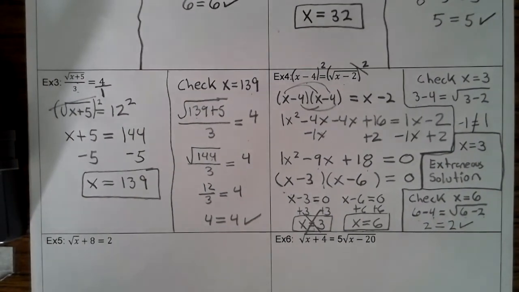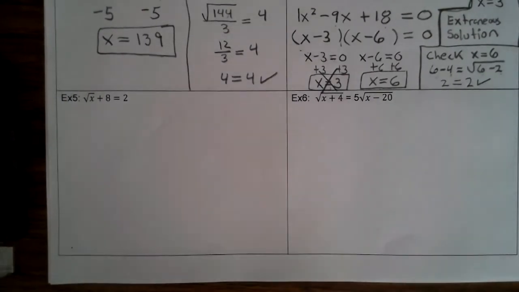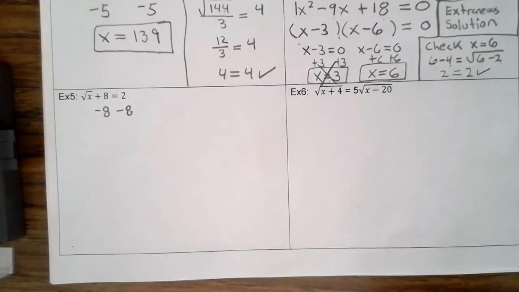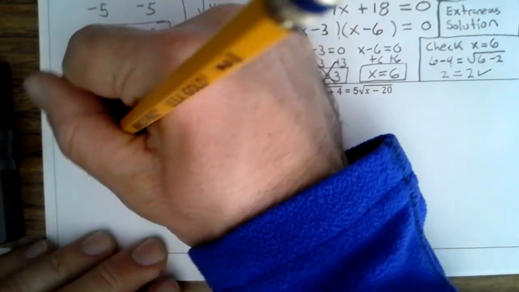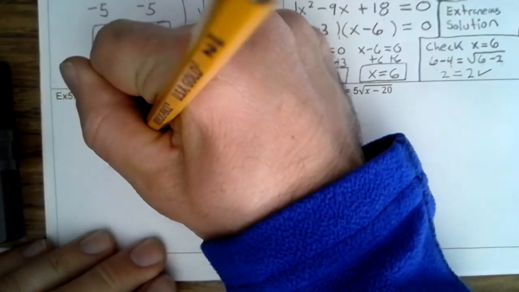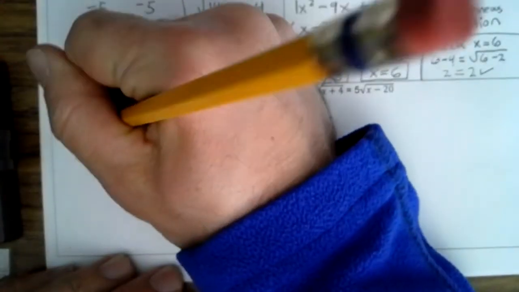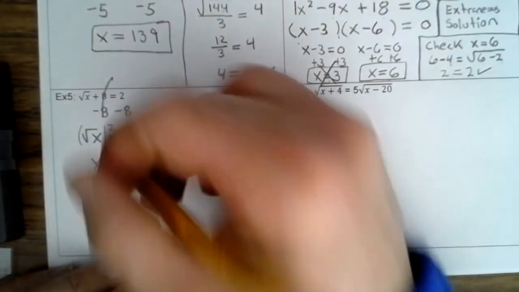So if you would, finish up example 4. All right, now let's take a look at example 5 and 6. All right, example 5, we need to isolate the square root. So we're going to subtract 8 from both sides. So then you get the square root of x, this cancels, becomes 0, equals negative 6. We square both sides. That becomes x equals negative 6 squared, which is 36.